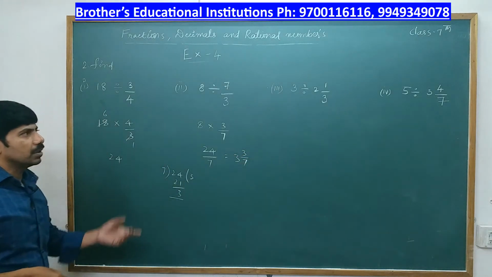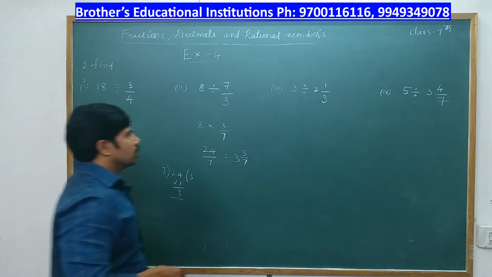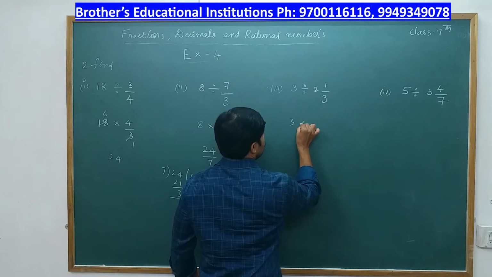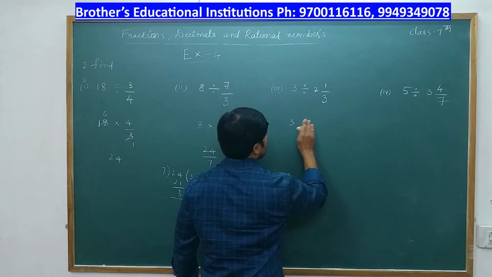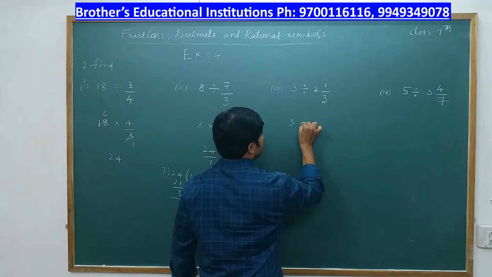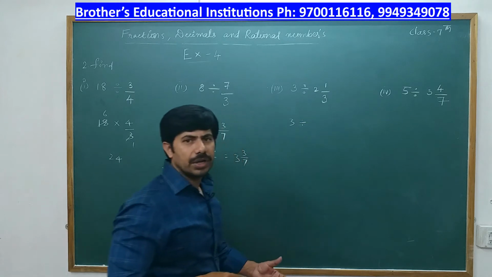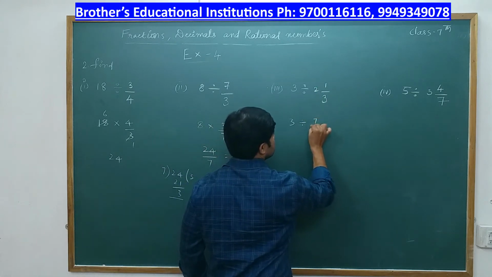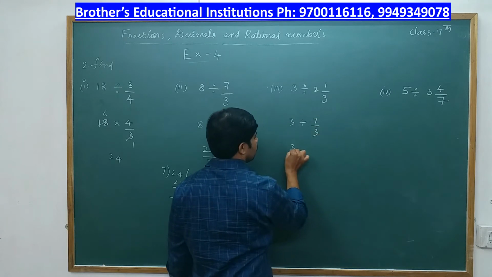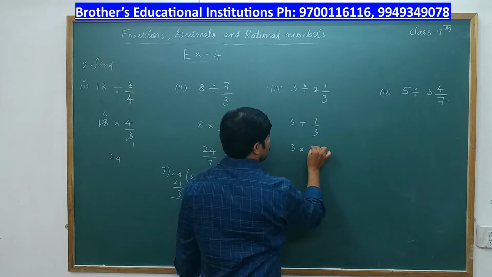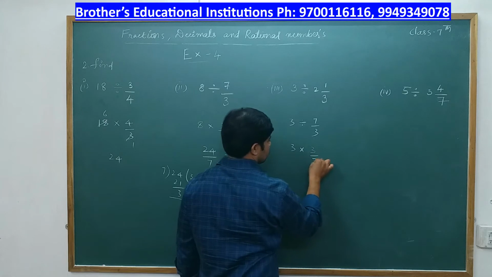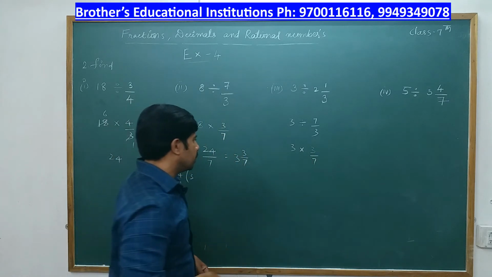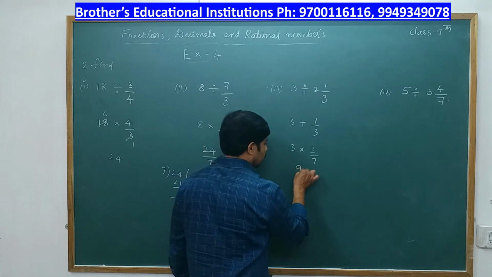So this is over. Now we'll go to the next problem. So here we have 3 divided by 2 1 by 3. So this 2 1 by 3, I'll convert it into an improper fraction. 2 threes are 6 plus 1 is 7 by 3. So you write 3 into 3 by 7. Okay, I am taking the reciprocal of 7 by 3, it will become 3 by 7. So we get 9 by 7.